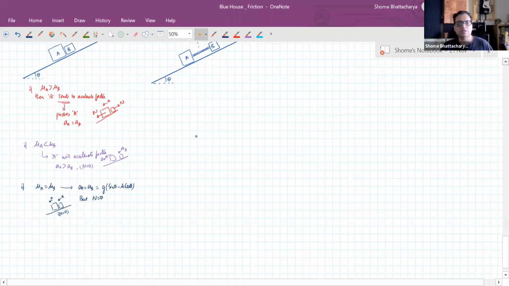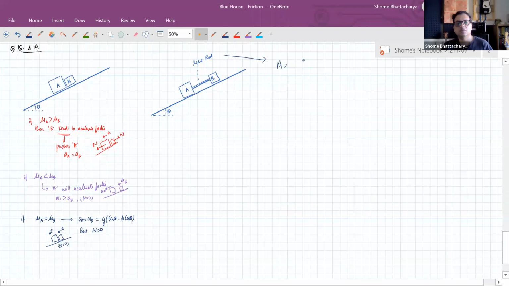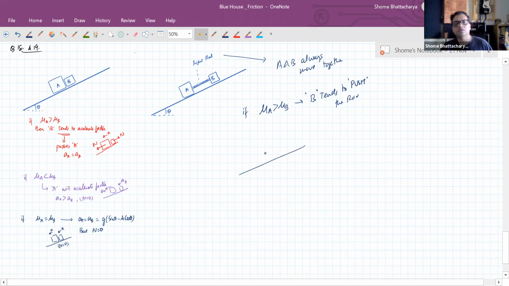Whereas in this one, what is happening? This one, because it's a light rod, so that's why A and B always move together. The difference is that if mu A is greater than mu B, then B tends to push against the rod. Okay. So as they are moving, B will tend to push against the rod, so the rod will push back. So the direction of tension in the rod will be like this.